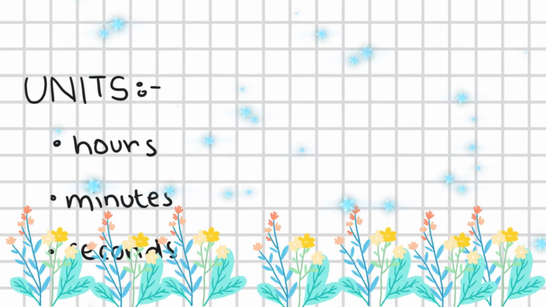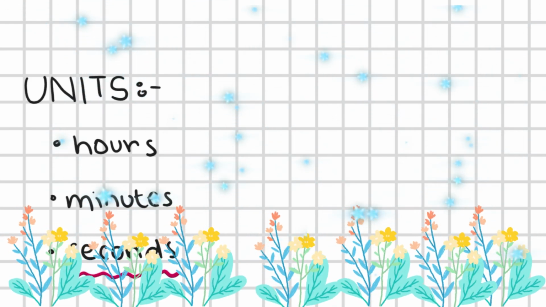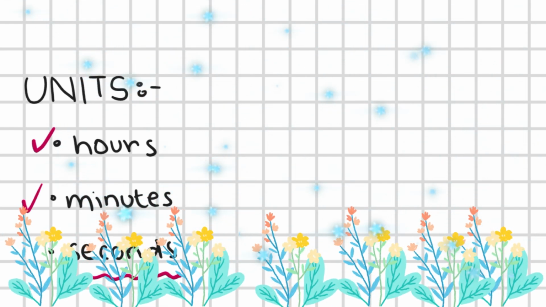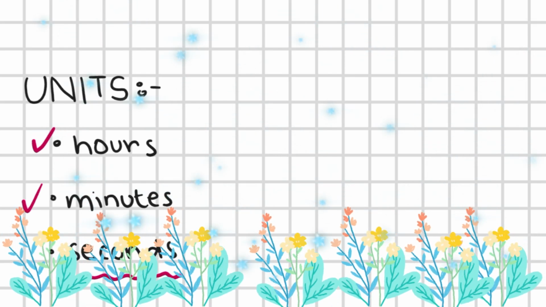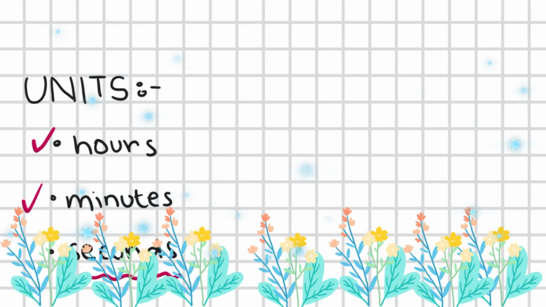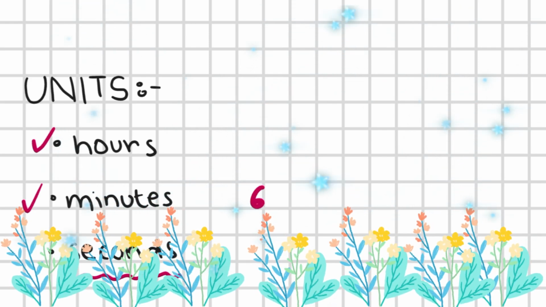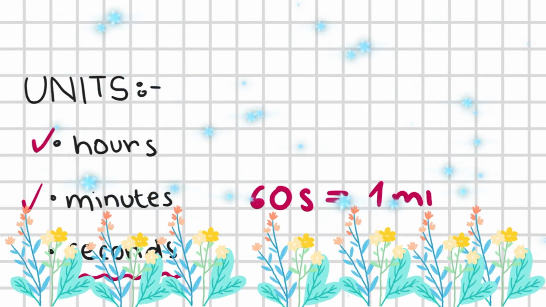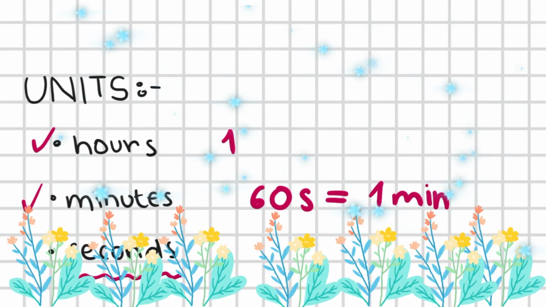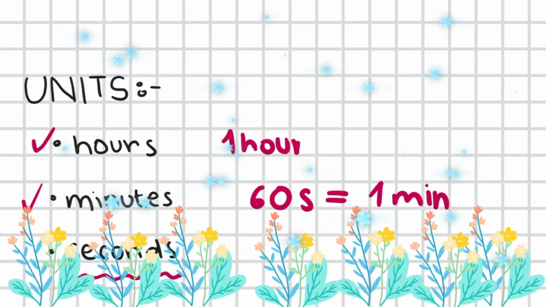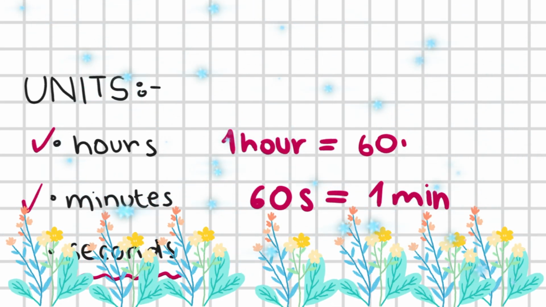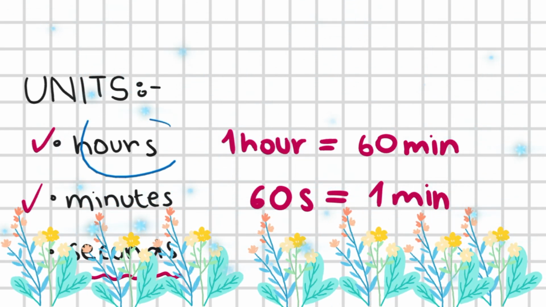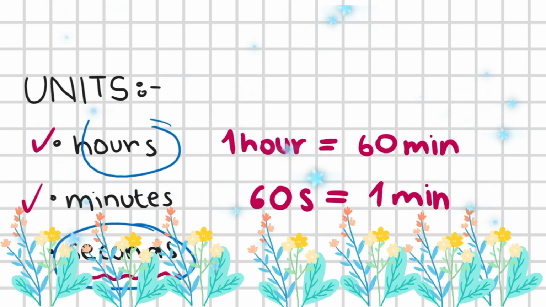While we are telling time, seconds are not that important. We just tell the hour and minutes. But still, sometimes seconds are important. So, one thing you all need to know is that 60 seconds equals 1 minute and 1 hour equals 60 minutes, which means that hours is the largest and seconds is the smallest unit of time.